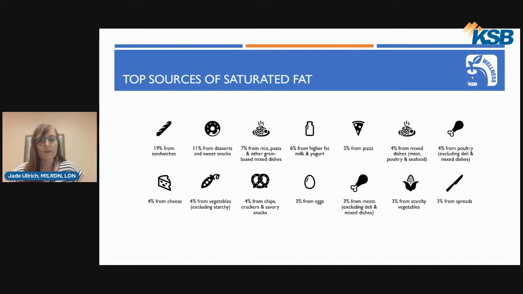To go into a little more detail, the 19% from sandwiches not only includes what you might typically think of as sandwiches, like meat and cheese sandwiches or peanut butter and jelly, but also includes burritos, tacos, breakfast sandwiches, burgers, and hot dogs. And so you can see there are a lot of sources of saturated fat in the diet.